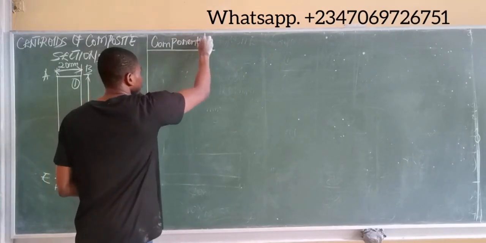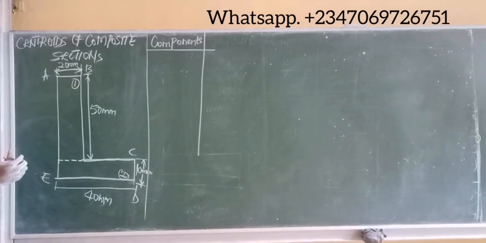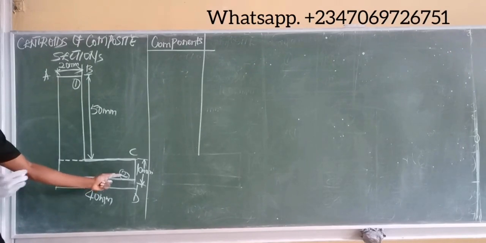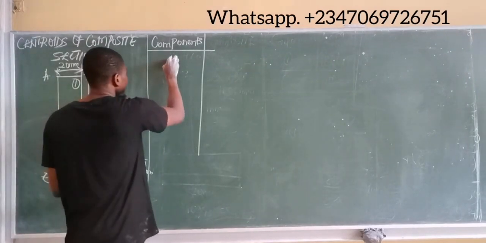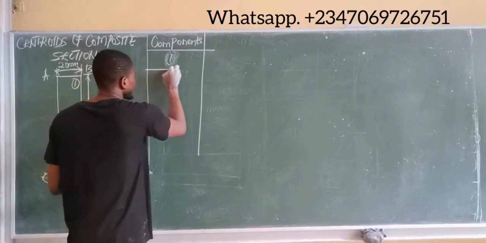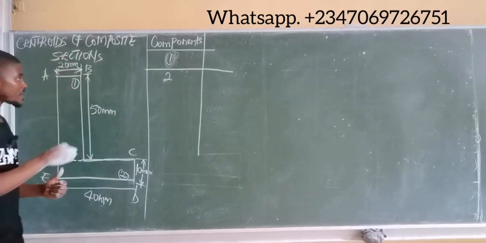This represents how many components you have in the shape. In this case, we have just two components making up the composite bar: the first component or the first rectangle, and then the second rectangle too. So we have here 1, which is the first rectangle, and then we have the second rectangle 2.